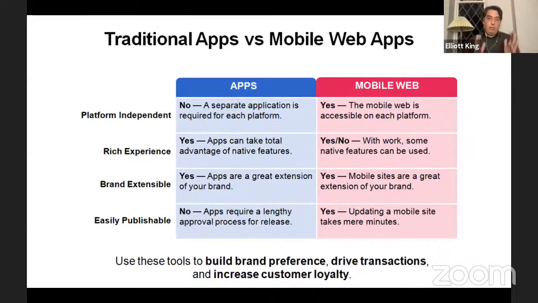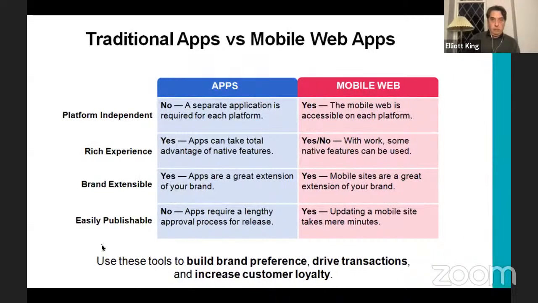Easily publishable: with a website, if you make changes and upload them to your server, it's basically live. With an app, you're relying on people to download the updates to your app. Just remember what I put in the next slide.